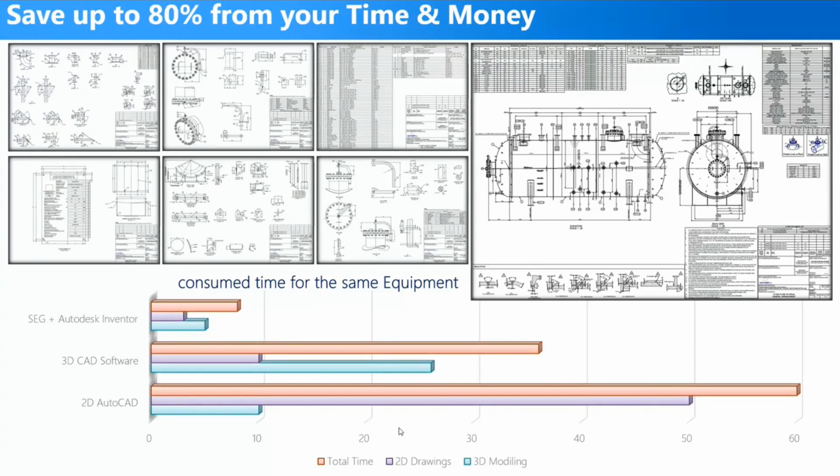By using SEG software with Autodesk Inventor as a platform, we consumed around 3 hours to generate the 3D model and around 5 hours to generate the fabrication drawings. Totally, we consumed between 7 and 8 hours, you can say one day, to generate complete and detailed drawings for this equipment. Sometimes, if you have a simple equipment, you can generate a complete 3D model and detailed drawings in 2 or 3 hours.